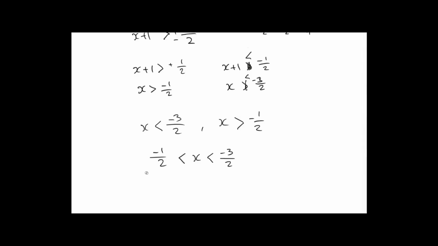I guess if we were to write that on the number line, we would have a gap here down to negative infinity and negative 3 over 2. And then it's going to be from here negative a half to positive infinity if we wanted to do that on the number line. So the open circles means strictly less than or strictly greater than.